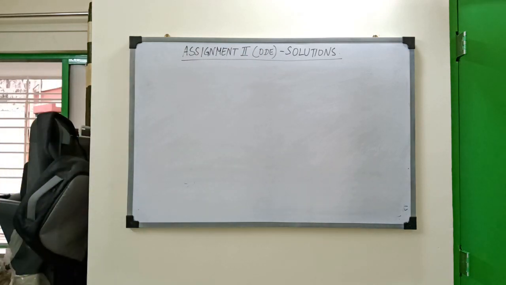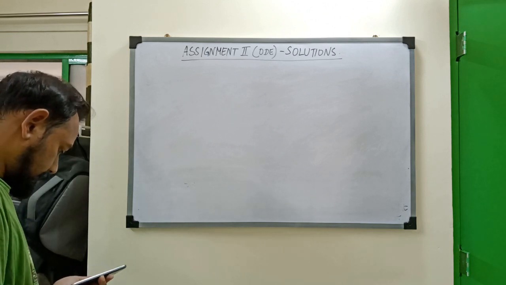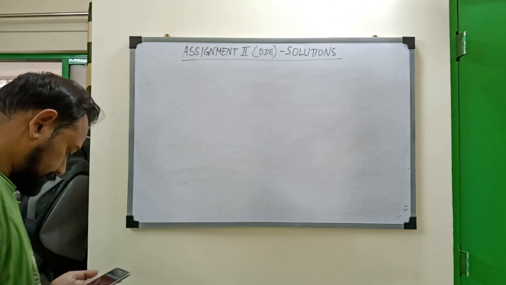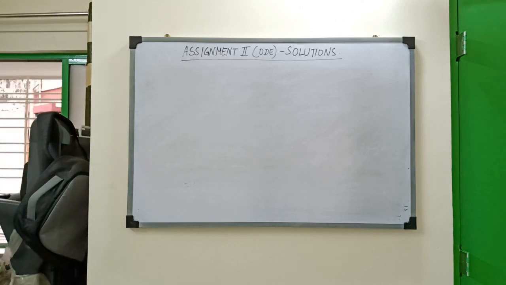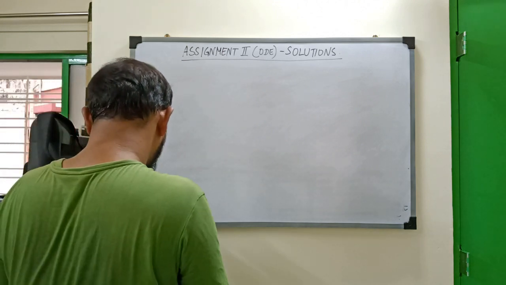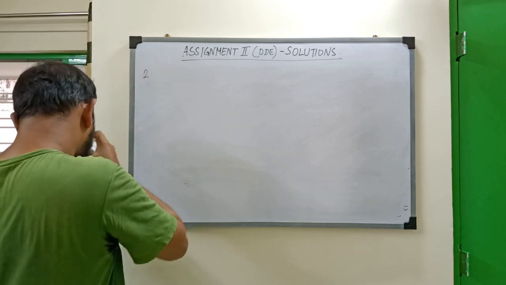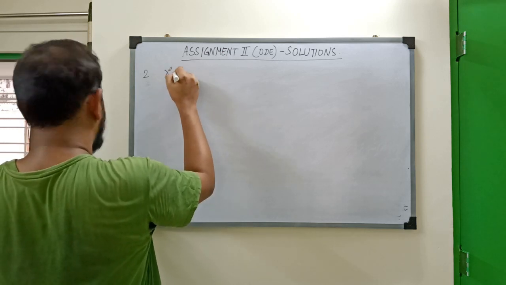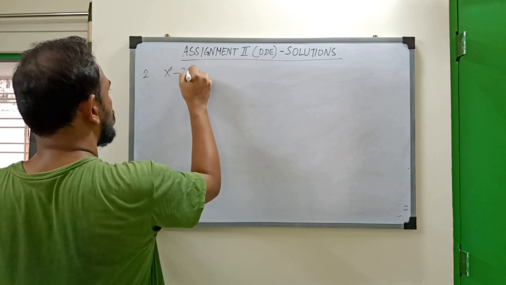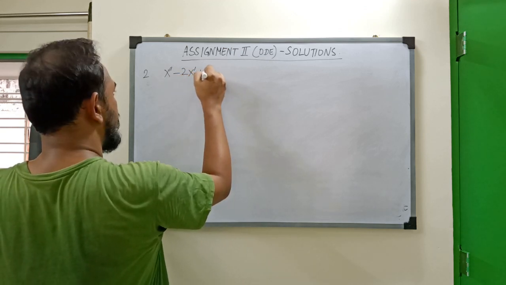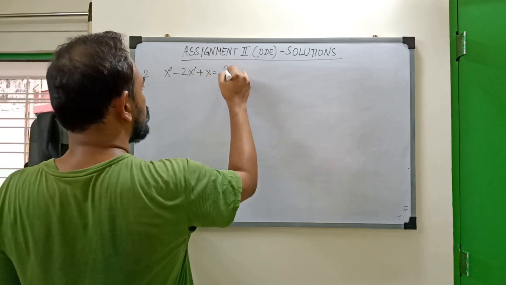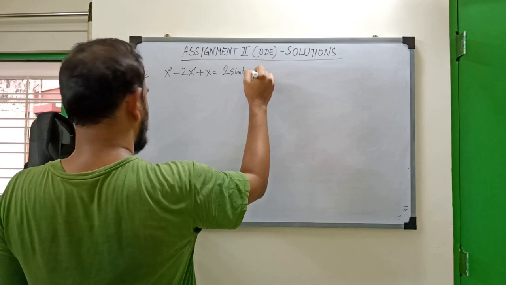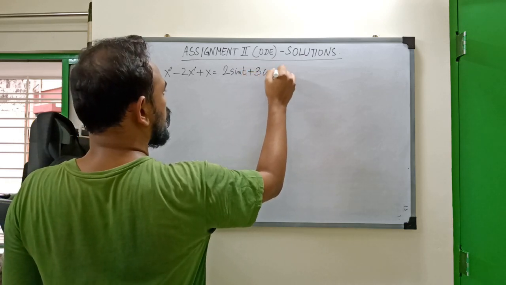The second problem was just an exercise in this. Problem 2 was just an exercise: find the general solution of x double prime, this double differentiation, minus 2x prime plus x equals 2 sine t plus 3 cosine t.